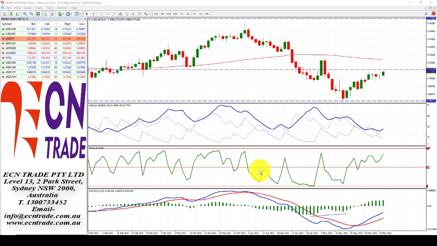Any pullback for the Australian dollar sees support around 70.85 to 70.30.35, but in light of the RSI and also the strength of the MACD, does support further cases that we could even see the rally on towards the 60-day moving average seen around 72.60.65.